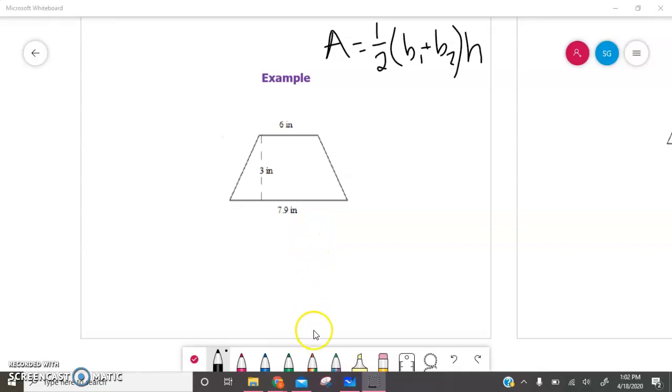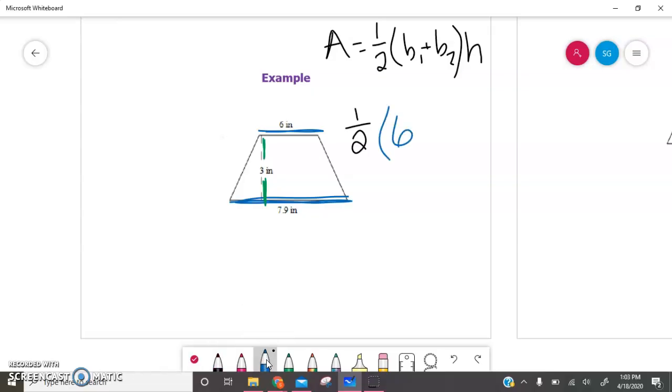So again, the first thing you need to do is identify. So we're going to identify what our bases are, and if we're looking at our shape, which ones are your bases? If you said 6 and 7.9, or 7 and 9/10, you're correct, which means that this 3 right here is going to be your height. It's the one that's connecting those. So let's go ahead and start filling in our formula. We have 1/2, and our bases are 6 and 7 and 9/10, and our height is 3.